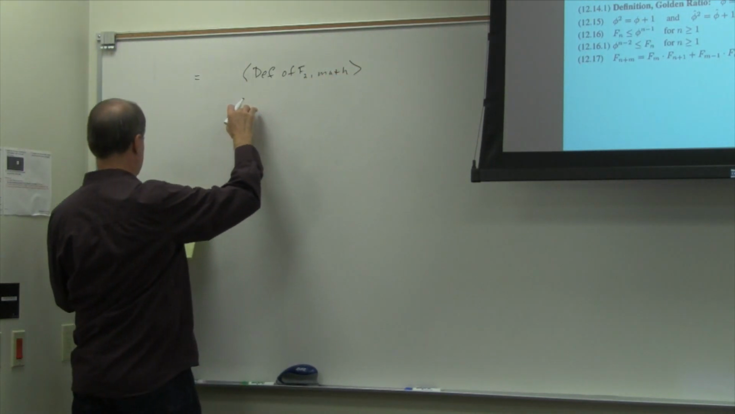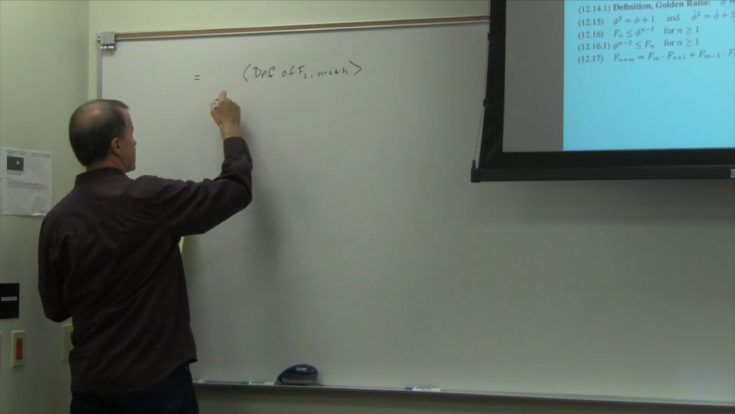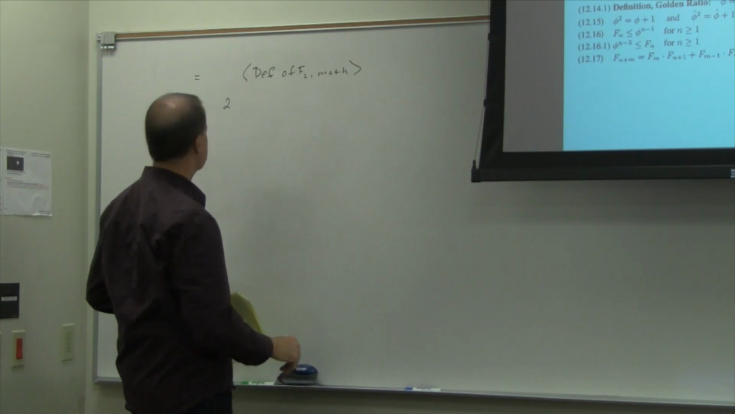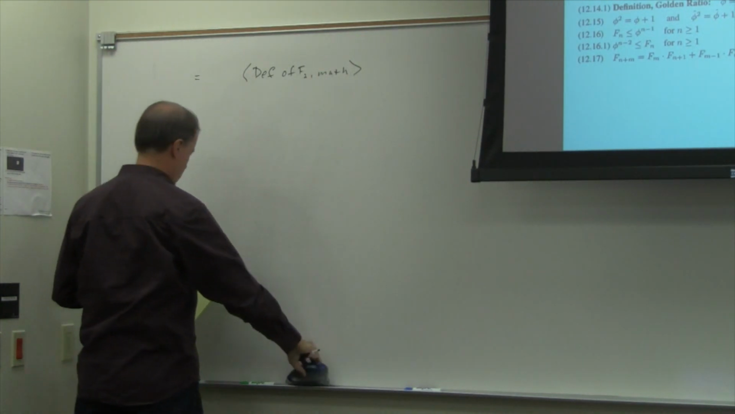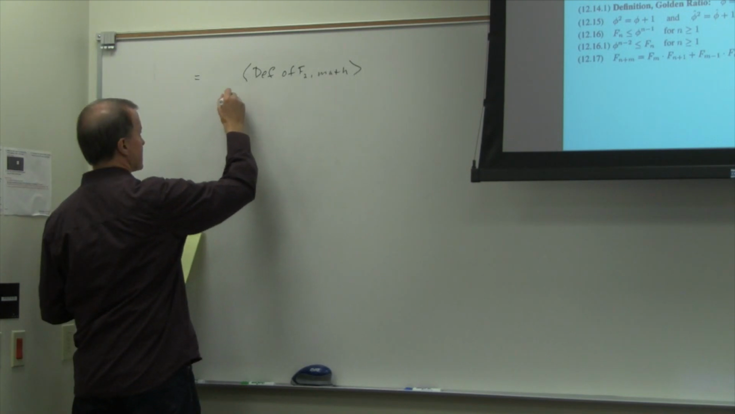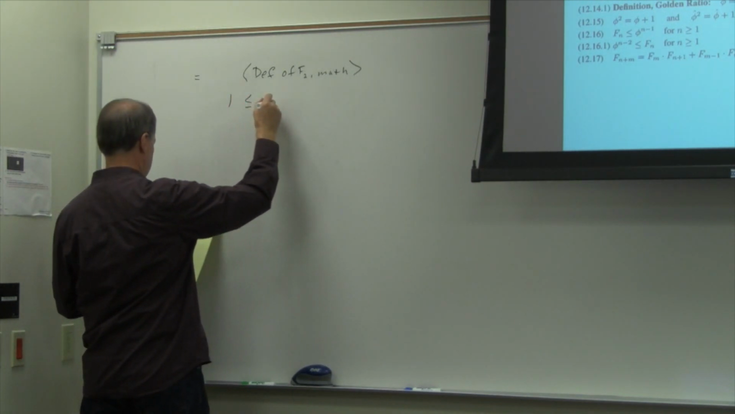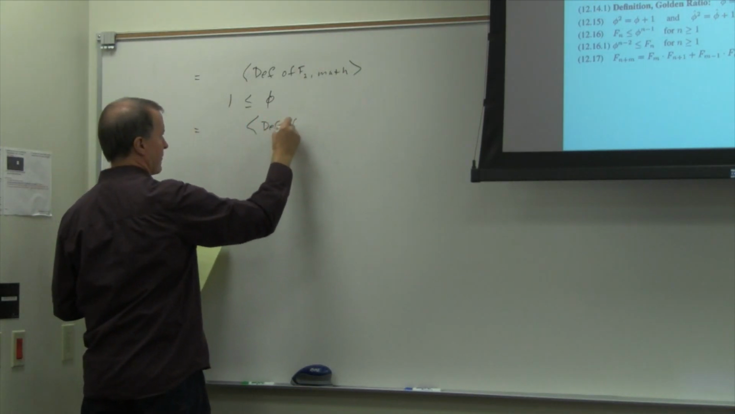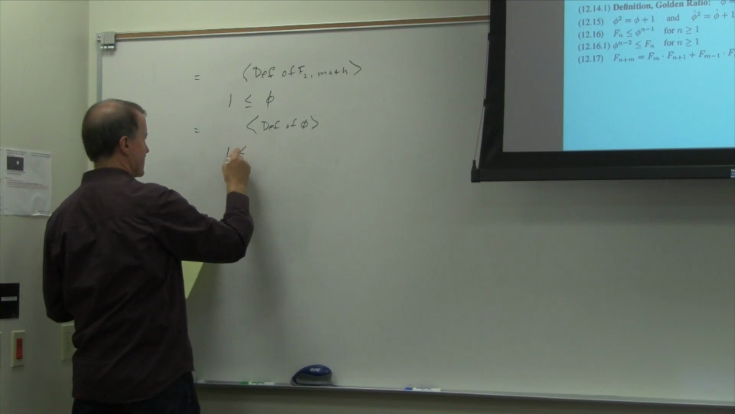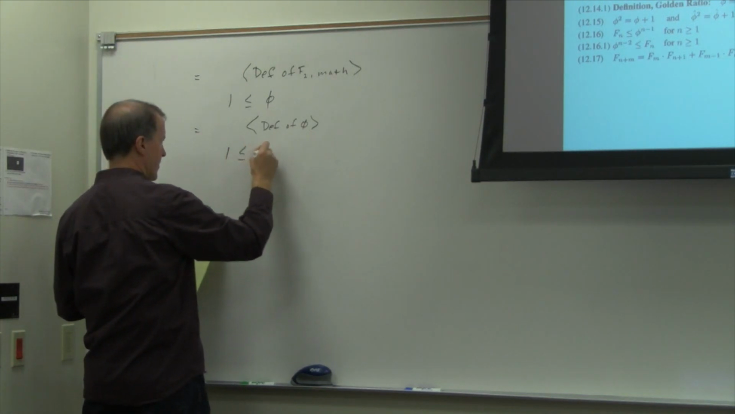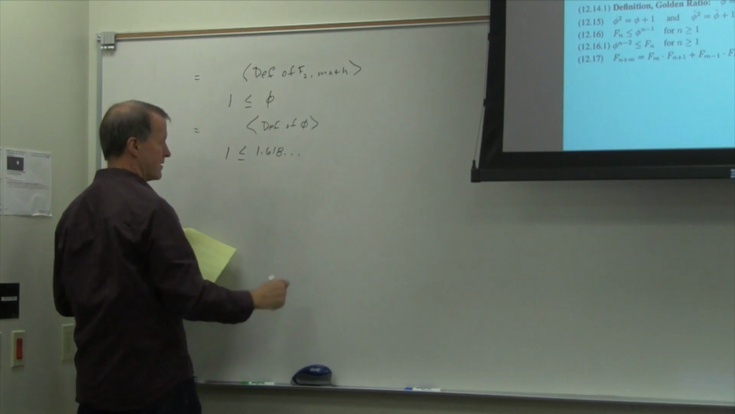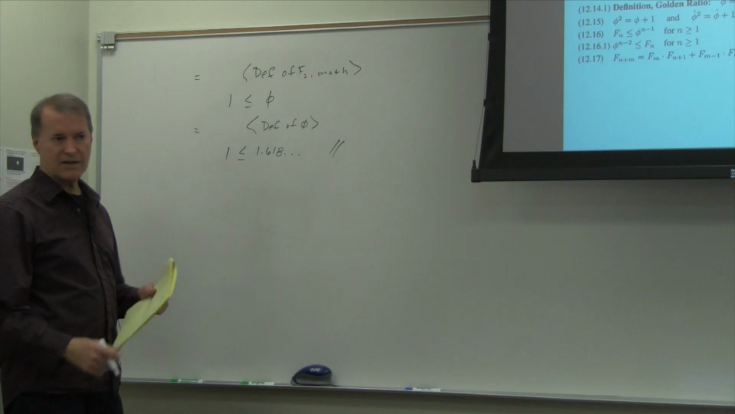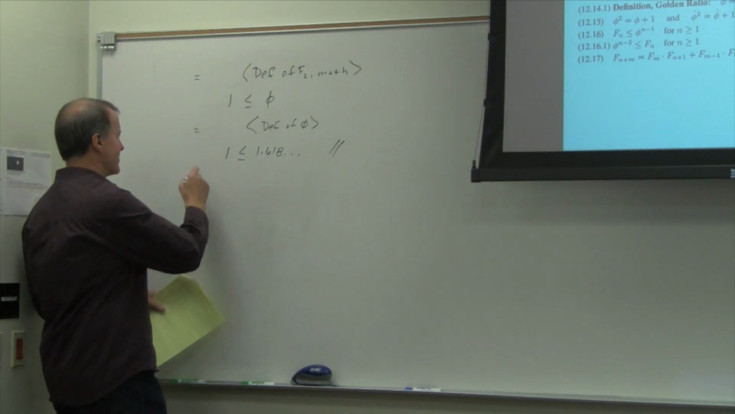So what is F sub 2? No, F sub 2 is not 2. F sub 2 is 1. Phi is 1.6 something, right? So this is 1 is less than or equal to phi. But this equals, by definition of phi, (1 plus radical 5) over 2, which is 1.618..., which is true. 1 is less than or equal to 1.6. Yeah? Okay, now what about the induction case?